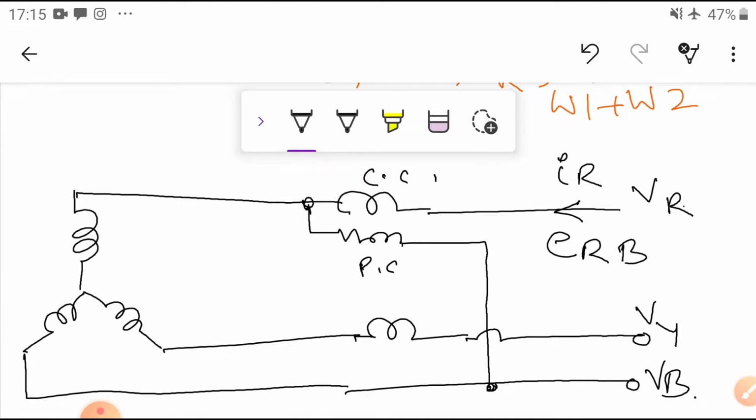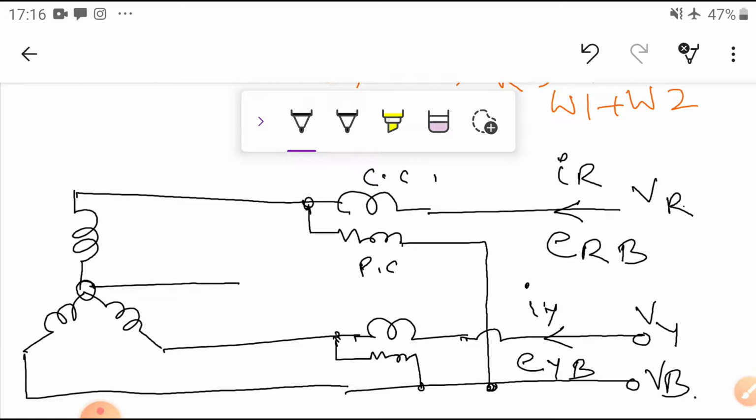Now similarly we connect the other one here. What is this one? The current flowing is the same, IY current. The pressure voltage here is EYB. So this is the diagram. We have just seen it, and the star point also, the star point is this one.